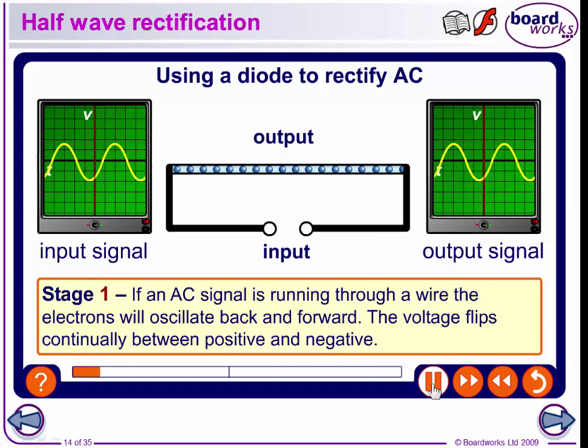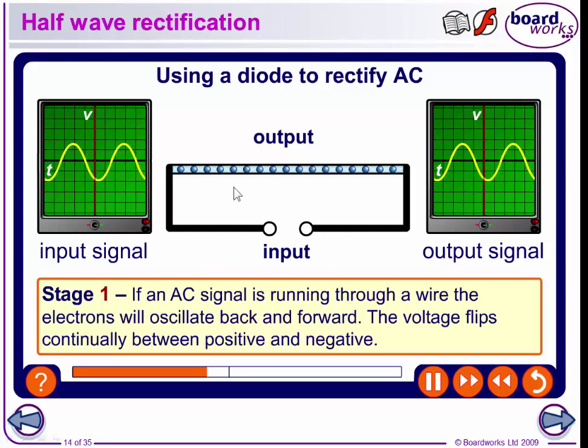First of all, we have AC going through this circuit by the input. Notice that it's going from the left to the right, to the left to the right, and so on. So this is an AC circuit. In an AC signal, the signal is running in both directions, and it basically flips between positive and negative.